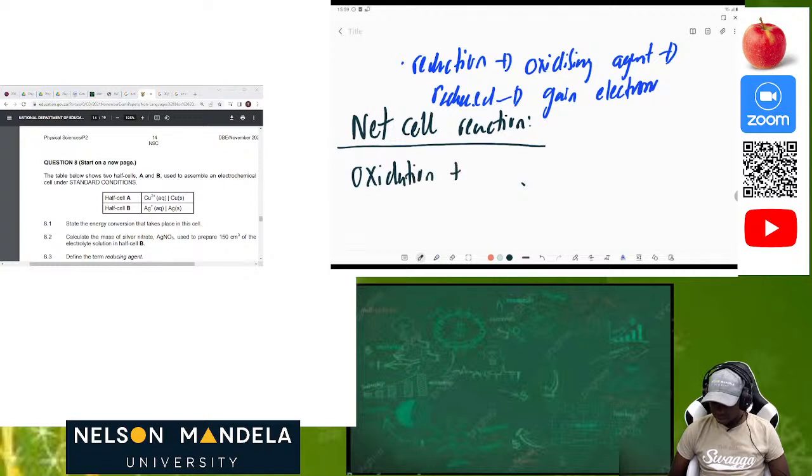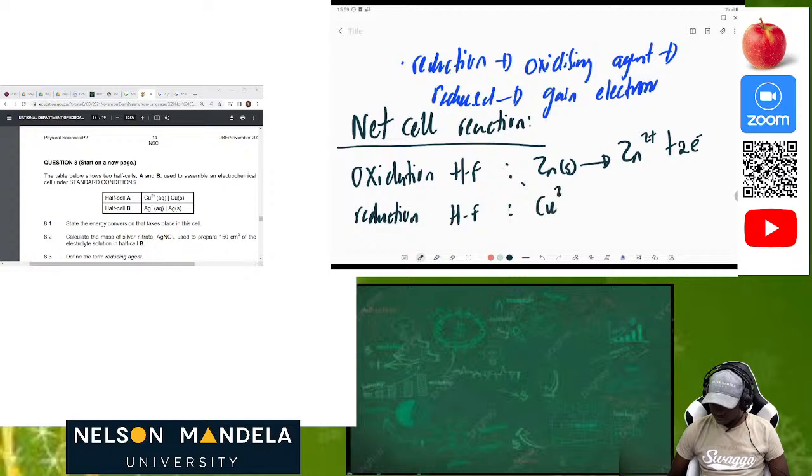half reaction, which was for zinc: Zn in solid produces Zn2+ plus 2e-. Great. Then we also have the reduction half reaction, which is for copper: Cu2+ plus 2 electrons gives us pure Cu, which is solid.